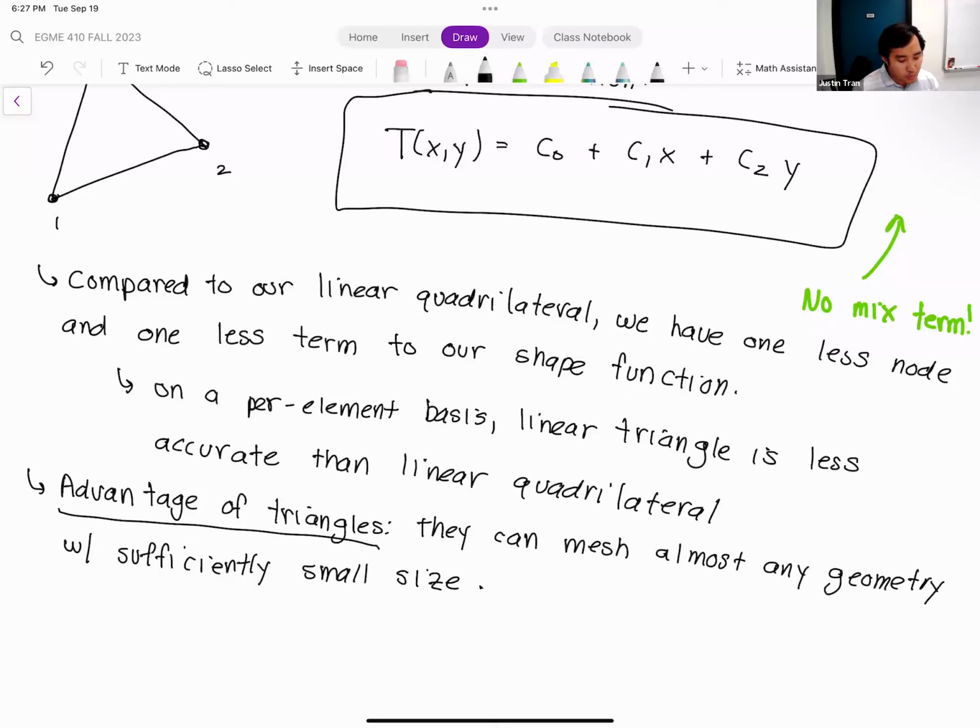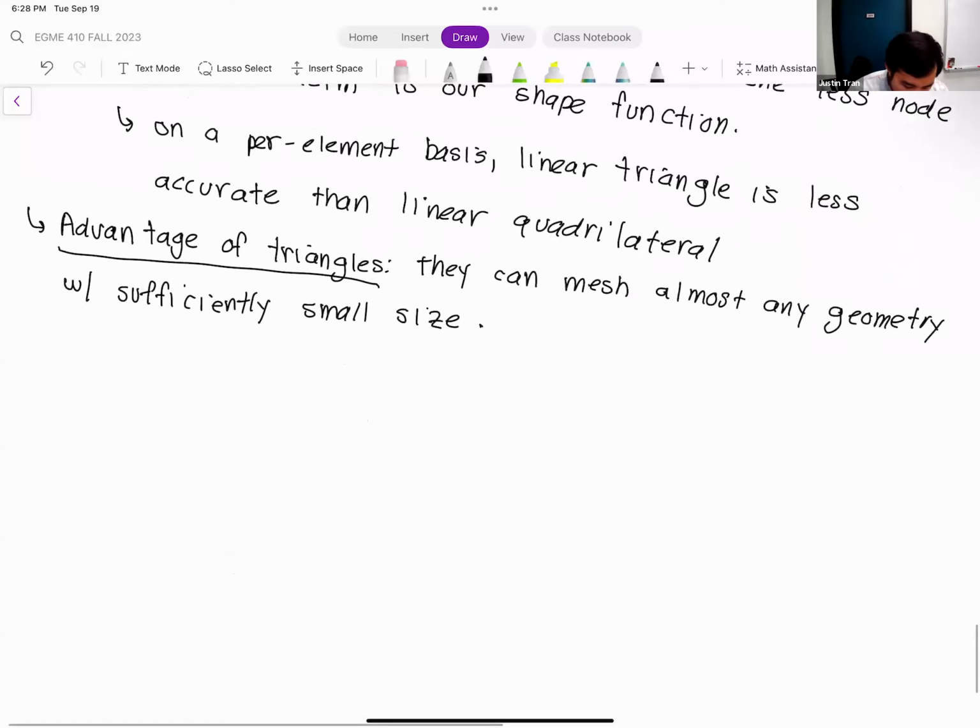Especially when you're working on your final projects, I would say the vast majority of you are going to be working on pretty complex geometries because you're working on your senior design projects and other stuff. For the most part, you're probably going to use triangular elements just because it's hard to get rectangular elements in for those geometries. All right, any questions on the linear triangles? Okay, all right, let's look at the quadratic triangles.